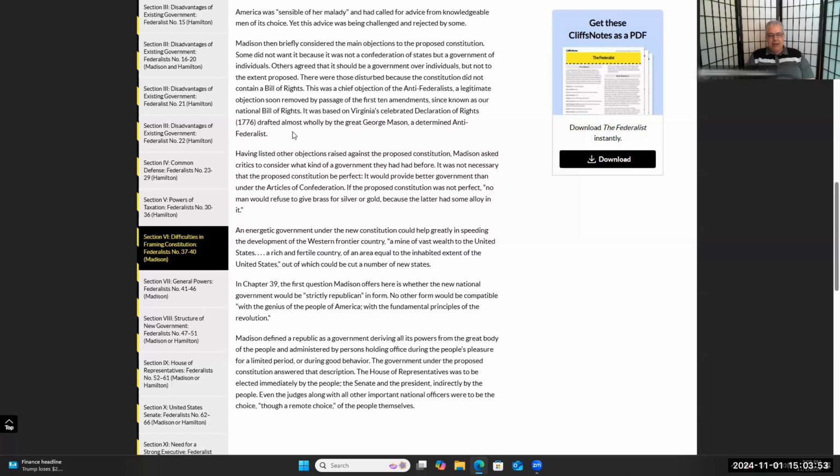So the anti-federalists, I think a lot of times I agree with them because they're worried about too strong of a central government, which would take away from the power of the people or the individuals, right? A legitimate objection soon removed by passage of the first 10 amendments, since known as our National Bill of Rights. As I said, we'll go over that. It was based on Virginia's celebrated Declaration of Rights, drafted almost wholly by the great George Mason, a determined anti-federalist. Having listed other objections raised against the proposed constitution, Madison asked critics to consider what kind of government they had before. It was not necessary that the proposed constitution be perfect.